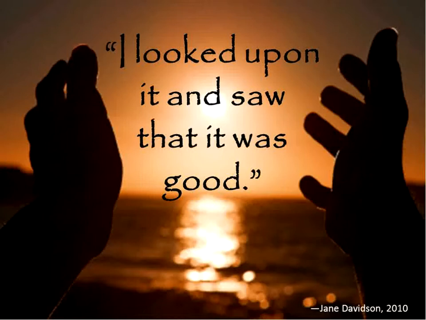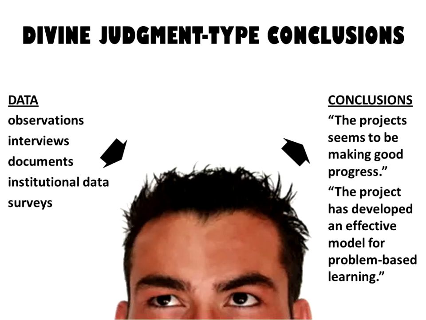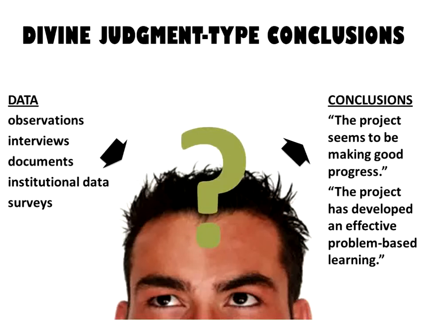I've definitely seen this. Slightly better, but far less than ideal, are reports that look like this, where you have a bunch of results from various data sources, which is good. Things like observations, interviews, documents, institutional data, surveys, and conclusions are made. The project seems to be making good progress. The project has developed an effective model for problem-based learning, but it's not clear at all how the evaluator translated all those data into these particular conclusions.